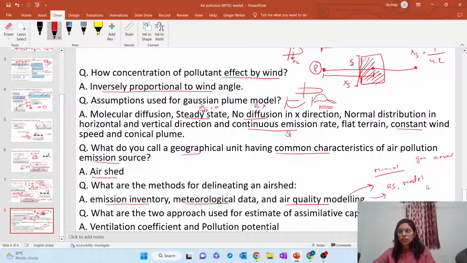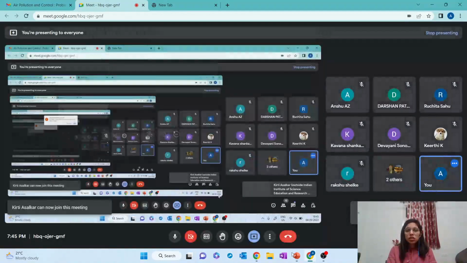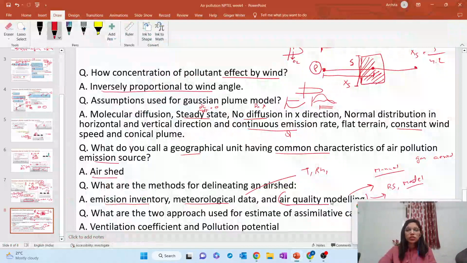For example, there is WRF-CAMx, there are other models which you can use to comment on the air quality of a particular region. Then next is meteorological data, which is nothing but the temperature, the humidity, how much is the wind speed, and if there is any rainfall. All of it comes under meteorology.